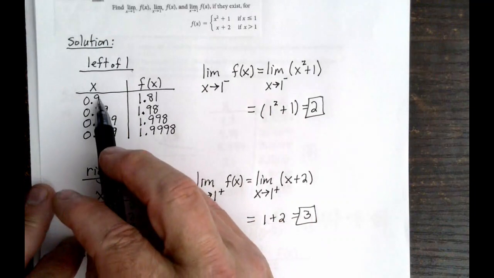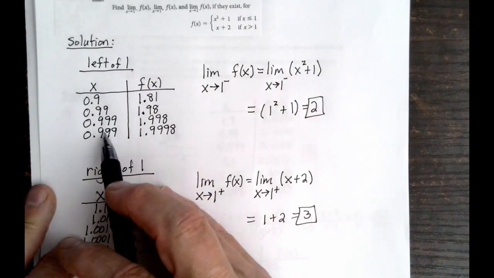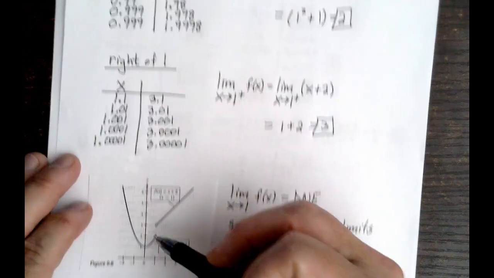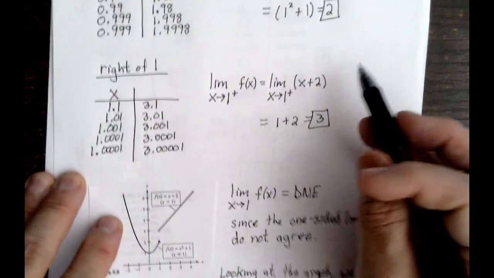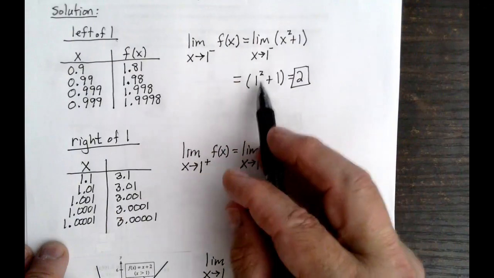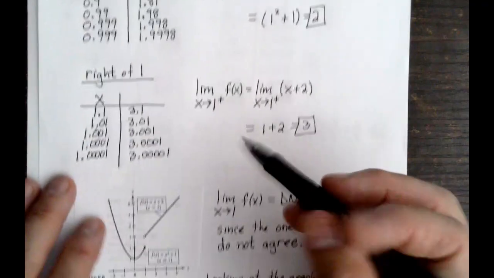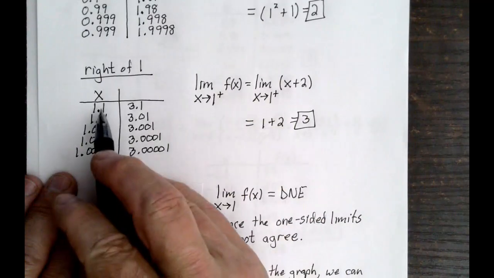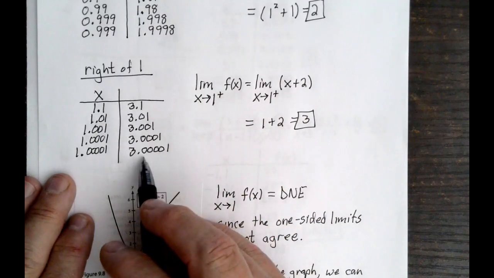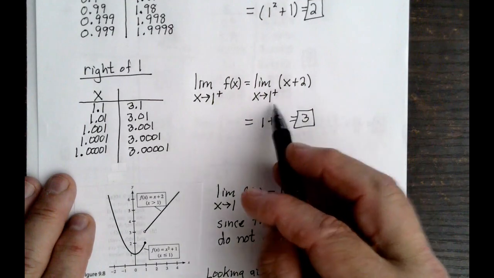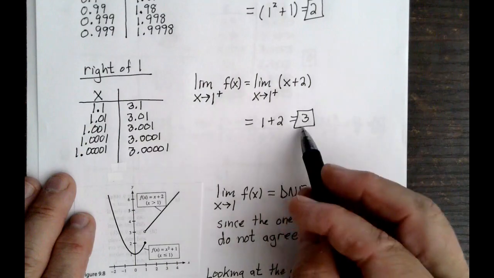Let's look at it from a table. As we approach 1 from the left, we approach 2. And that agrees with what we saw down here, that we approach 2. If we do algebra, we see that we can plug in 1 into the polynomial and we get 2. Now what about from the right? We would expect to get 3. And what happens here is the y-coordinate approaches 3. Then if you take the function and plug in 1 into the polynomial, you get 3.